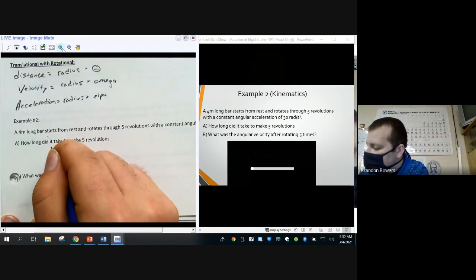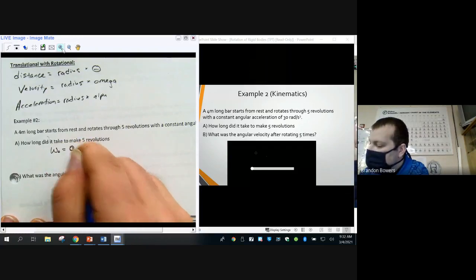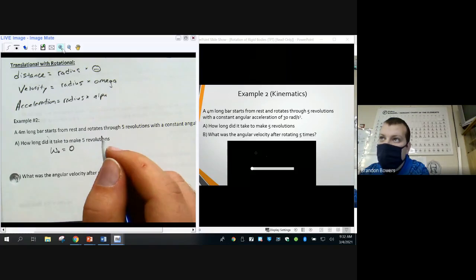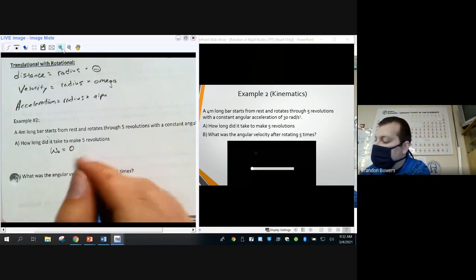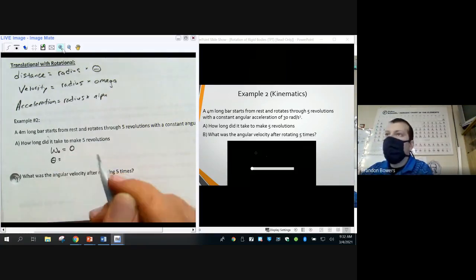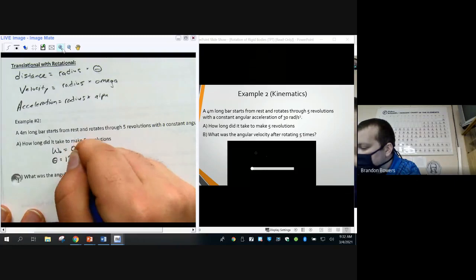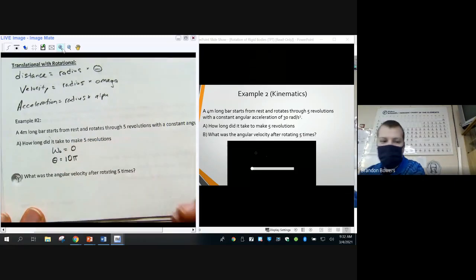I have a question. When it says 5 revolutions, does that mean like 360 five times? Yes. So 2 pi, 5 times would be 10 pi. Theta is 10 pi. You know that.